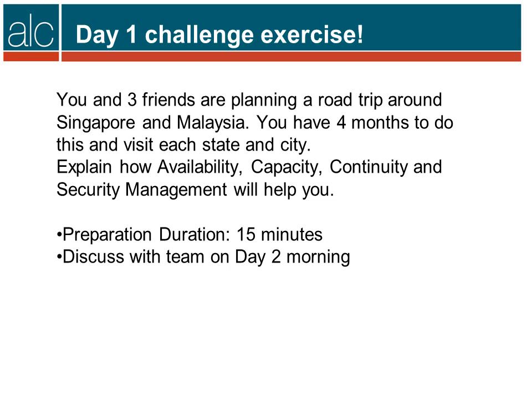As part of your revision, take a little bit of time to attempt Day 1 challenge exercise. It is about you and 3 friends. You are planning on a road trip around Singapore and Malaysia. You have 4 months to do so, to visit each state and city. So by making use of all the ITO knowledge you have learned in Day 1, explain how availability, capacity, continuity, and security management will help you to complete the trip on time, on target. Spend about 15 minutes to 20 minutes preparing this for tomorrow's discussion with your team.